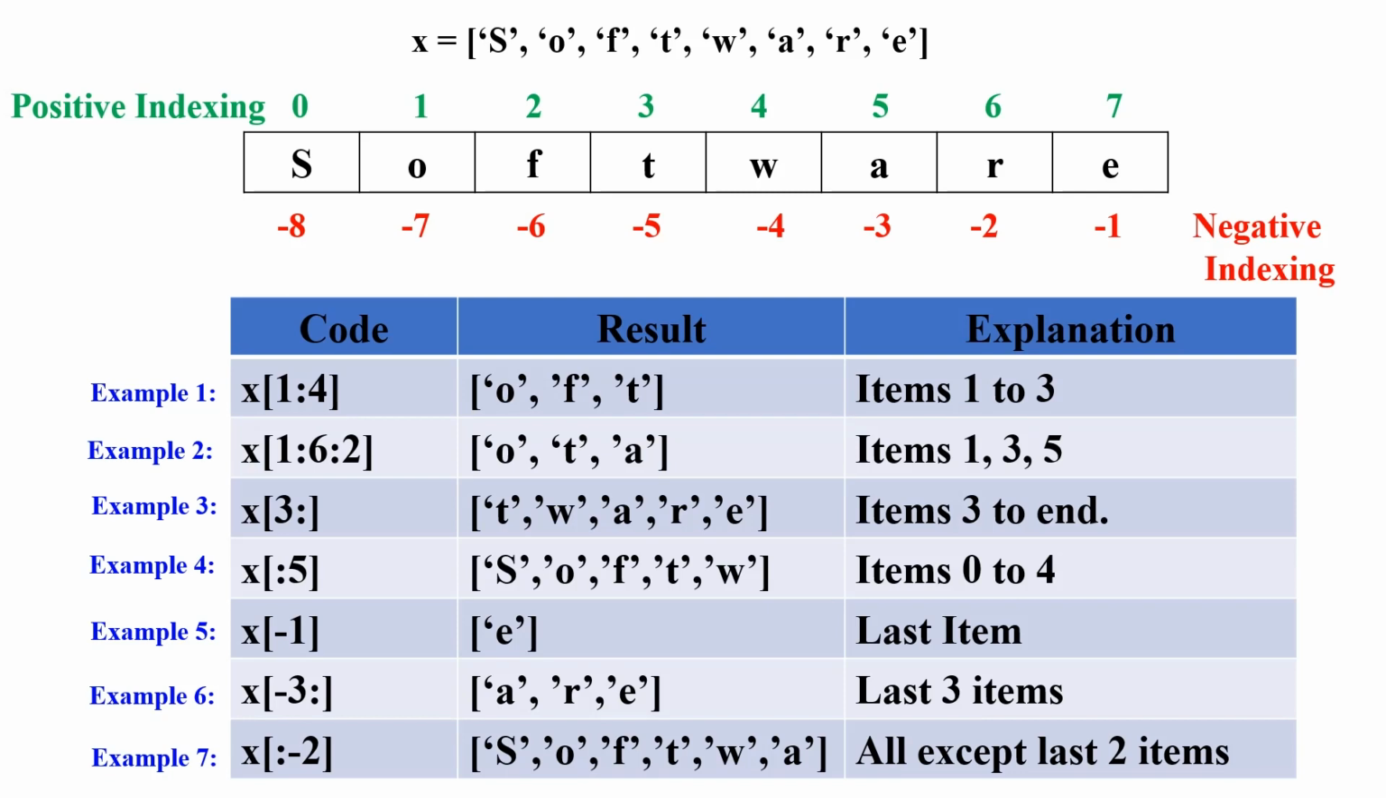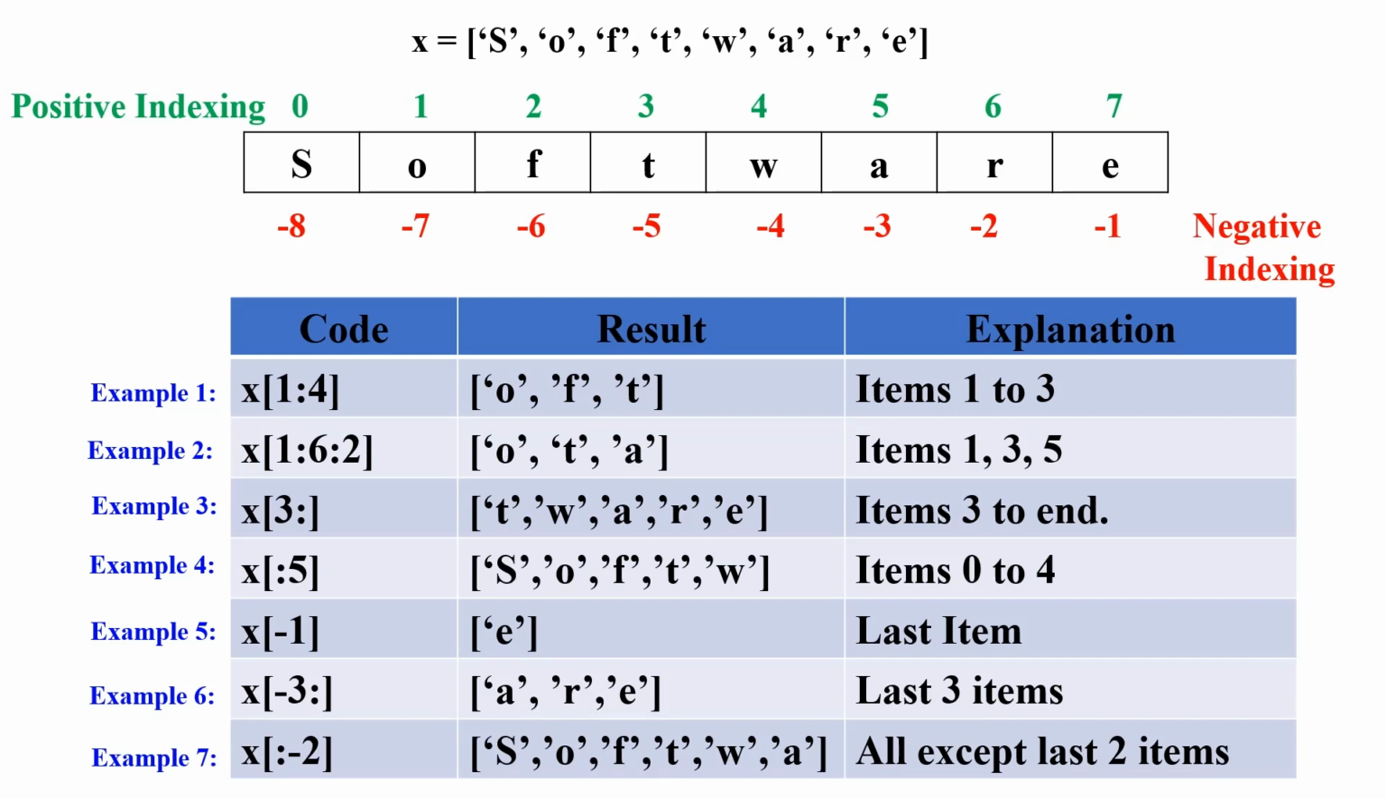Now look at example 2. x[1:6:2]. Now look at the above picture. x[1:6:2]. Here start value is 1, stop value is 6, exclusive, so stop value is 5, step value is 2 given. So items 1, 3 and 5 are sliced. So the output is OTA.